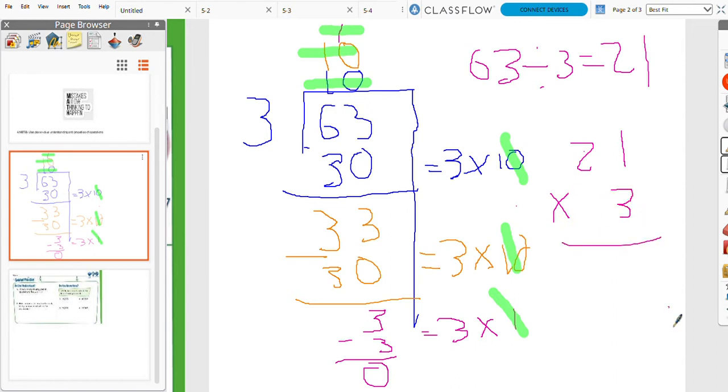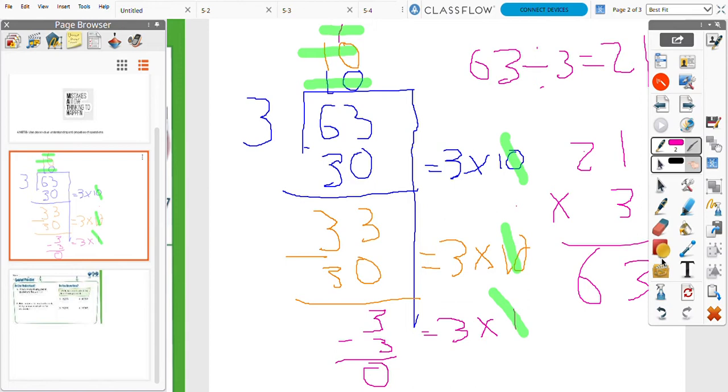21 times 3 should equal 63. 3 times 1 is 3. 3 times 2 is 6, so there we go. So let's look at how we can do this with an area model. So take a look at that real quick.